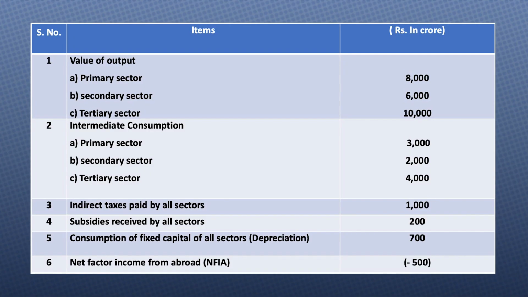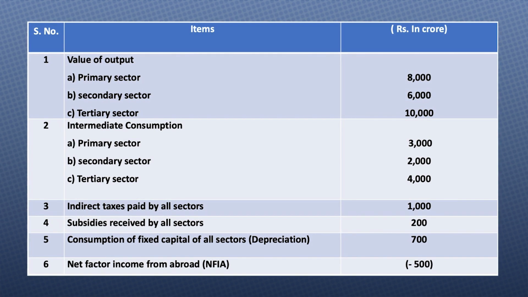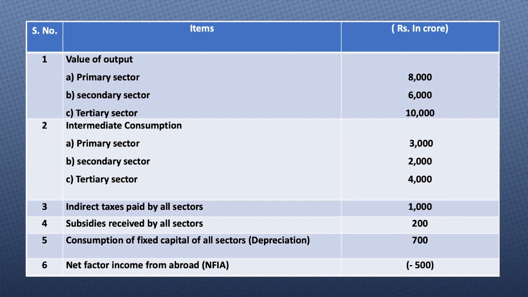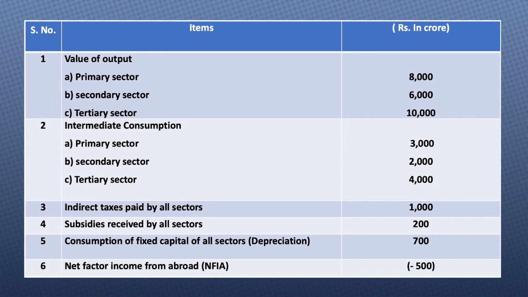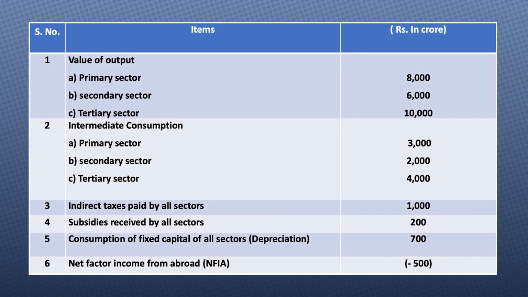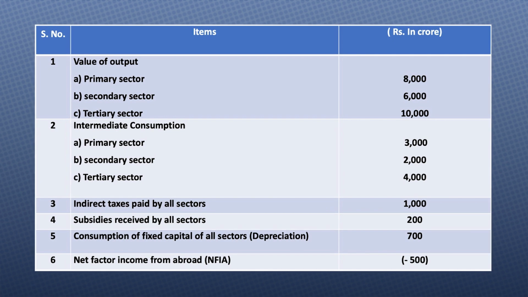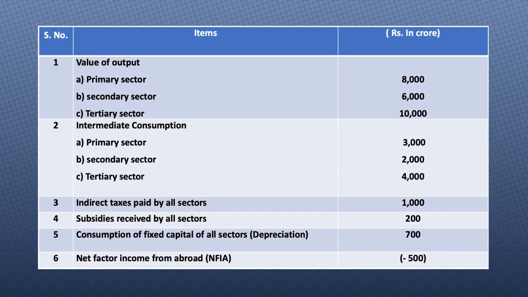In this question, we are given different information related to the different sectors of an economy, which is required for the measurement of national income by the value added method, such as value of output of the primary, secondary and tertiary sectors, intermediate consumption of the primary, secondary and tertiary sectors, indirect taxes paid by all sectors, subsidies received by all sectors, consumption of fixed capital of all sectors, that is also depreciation, and net factor income from abroad. So, let us come to the solution.